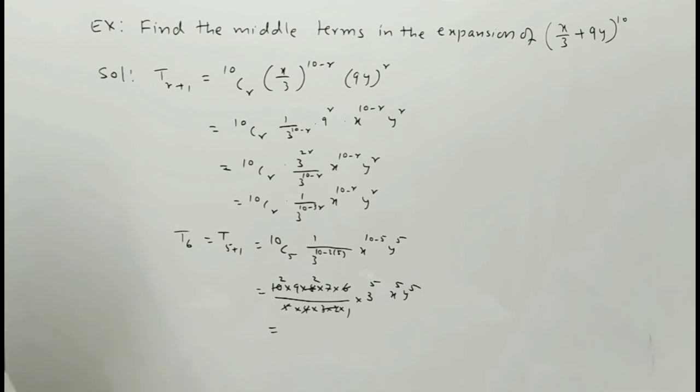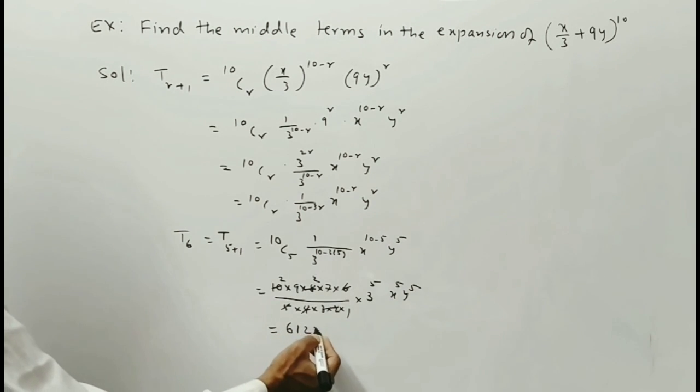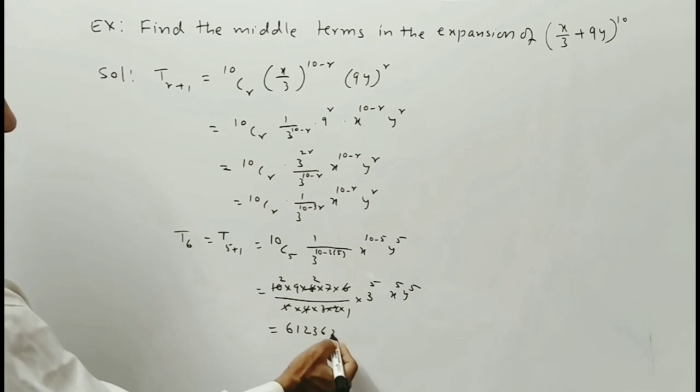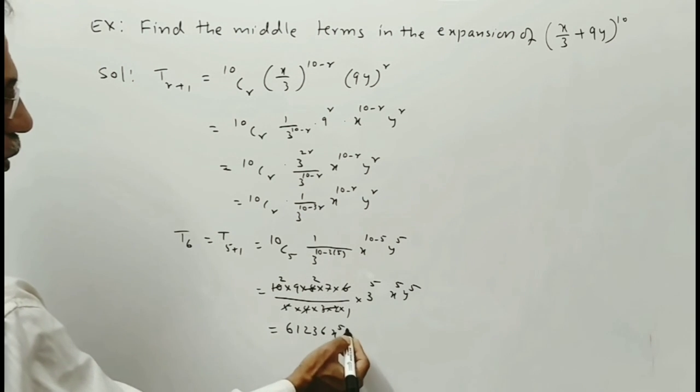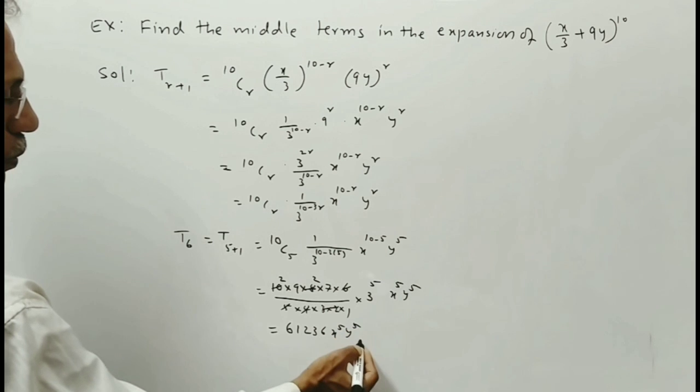Yes, try to simplify. We will get 61,236 into x raised to the power 5 into y raised to the power 5.